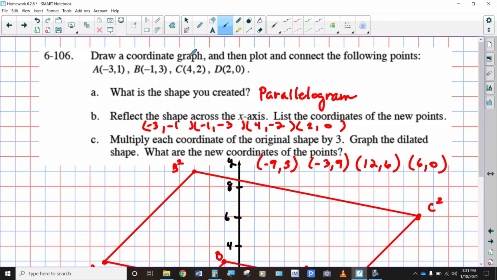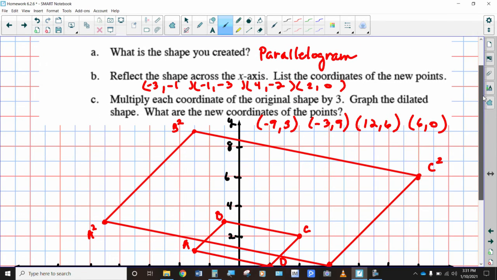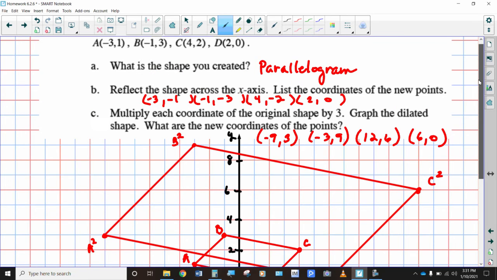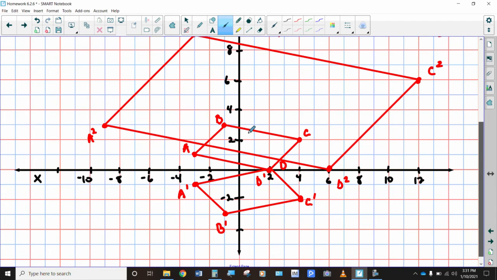All right, draw a coordinate graph, then plot the following points on the graph. (-3, 1), (-1, 3), (4, 2), and (2, 0). So that was A, B, C, D. This is the original one that we were asked to draw. Then it says, what is this shape? Well, that's a parallelogram because the opposite sides are parallel to each other, right? Definitely a parallelogram.